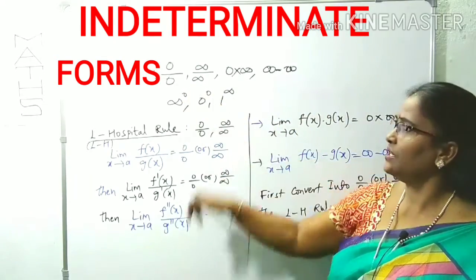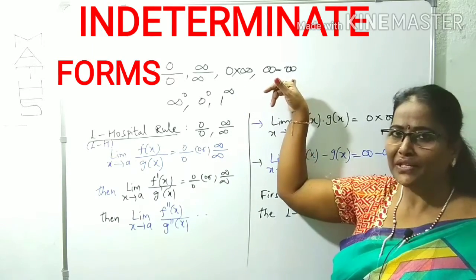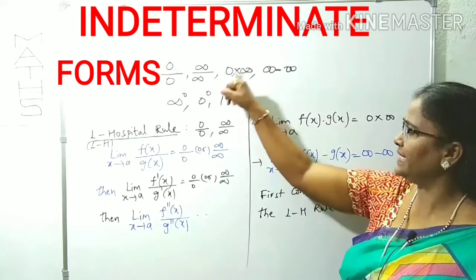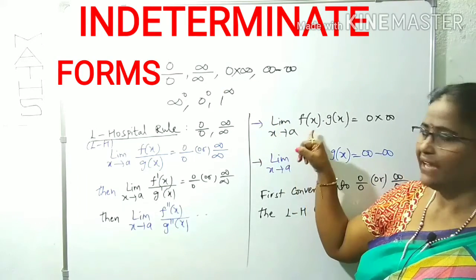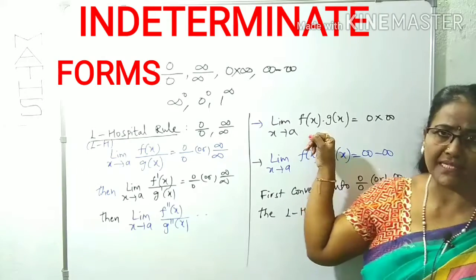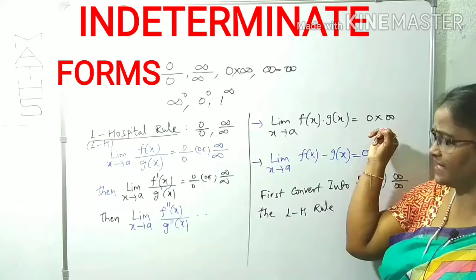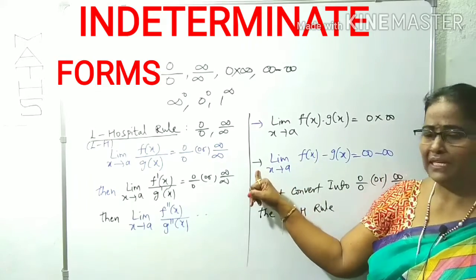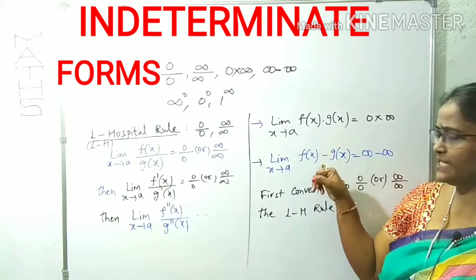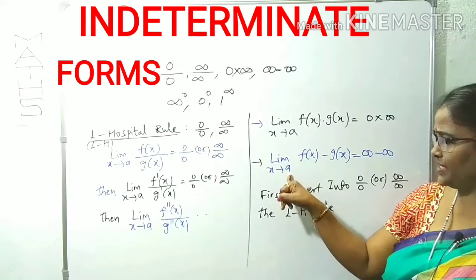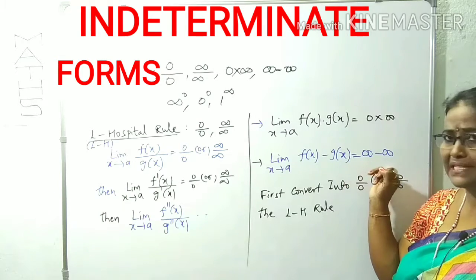First 2, what you can do? For the next two also we can apply the L'Hospital rule only. But first of all, suppose when it is in the form of limit x tends to some a, f of x into g of x, the value is 0 into infinity. Infinity into 0, maybe 0 into infinity is there. So again similarly limit of f of x minus g of x, it is a difference. As x tends to a, the first one is infinity, the second one is also infinity, infinity minus infinity.